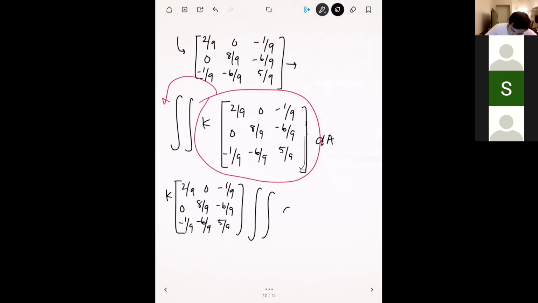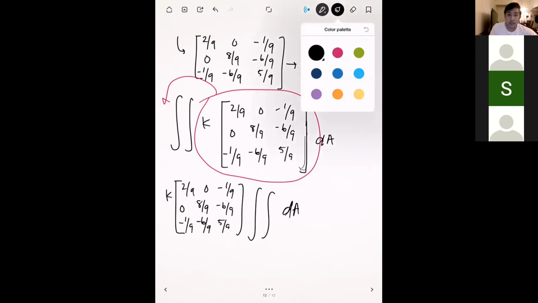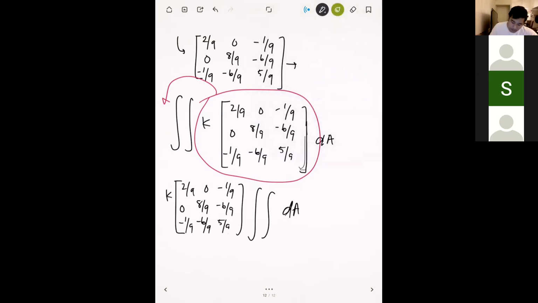times the double integral of dA. Since we're just integrating dA right here, this turns into the area, which is A. So what we have here is our 3x3 matrix, which we got from the shape function derivatives, multiplied by K and multiplied by A.